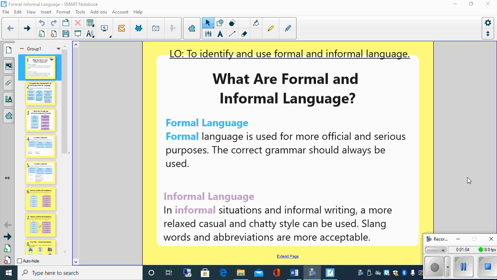Now, I did ask a question a little while ago about, well, when would you expect to see formal and informal language within a newspaper article? So just have a think to yourself, pause the video, and then we'll have a discussion about it then.